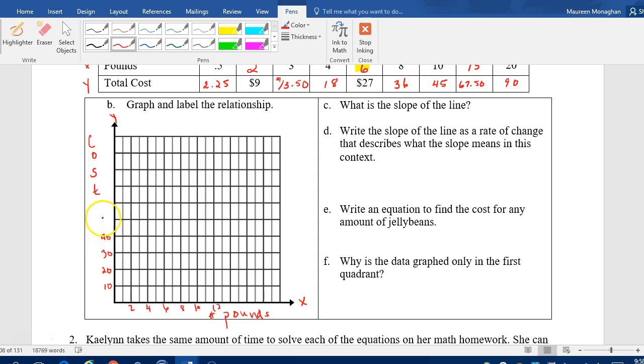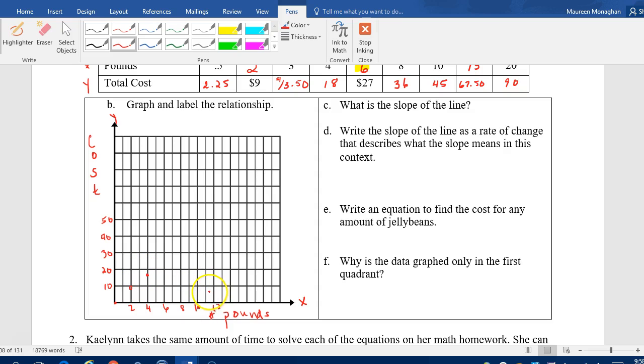All right, so we're going to go up to 50, and then we're going to plot these points. All right, so we could go 2 to 9. And of course 0, 0 we're going to start at. And then 4 is 18, so there's 20.